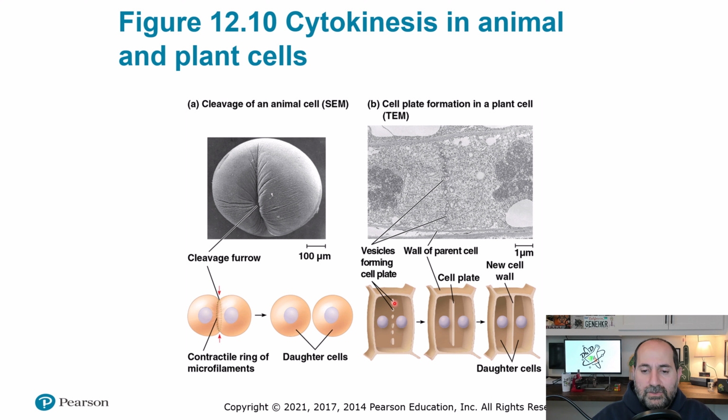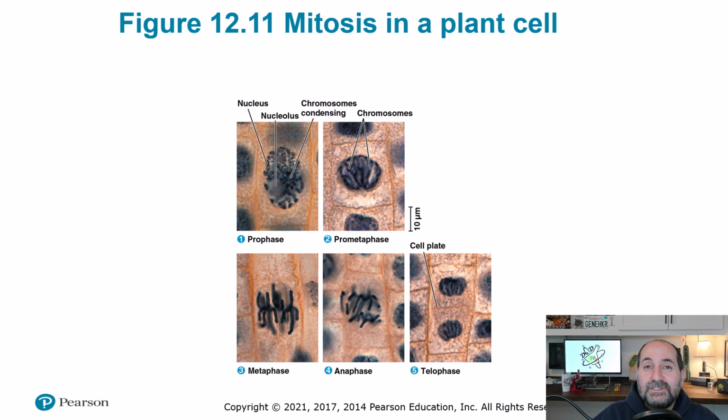And cytokinesis occurs via vesicles that form a cell plate in plant cells. And here you can see the complete M phase or mitotic phase in a plant cell. Remember, mitotic phase consists of cytokinesis as well as mitosis. Now what you should realize is mitosis and cytokinesis are not the same thing. However, together they make up M phase.